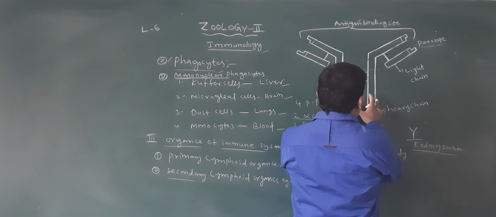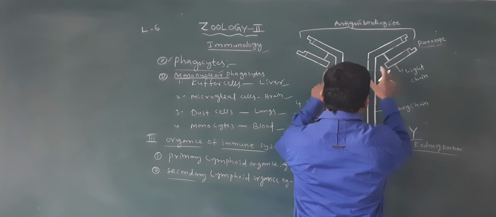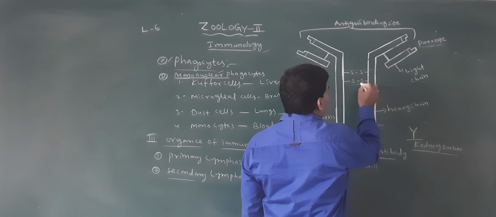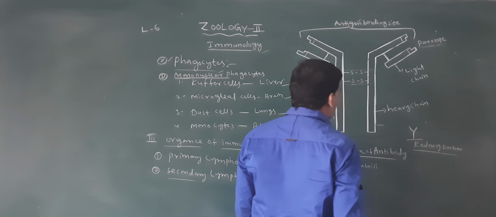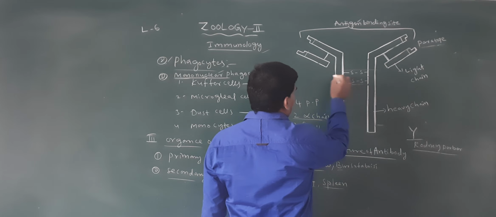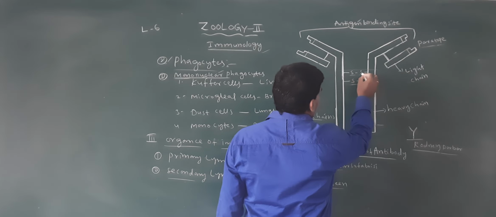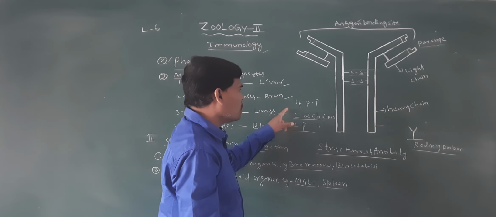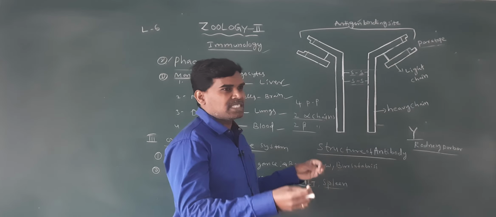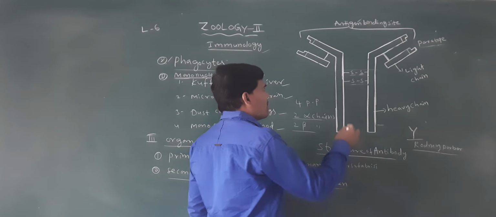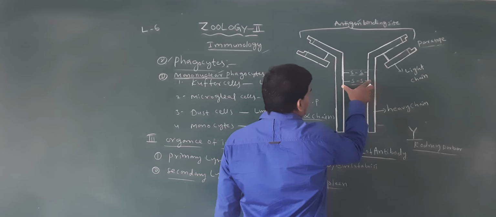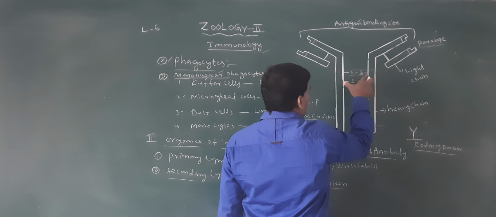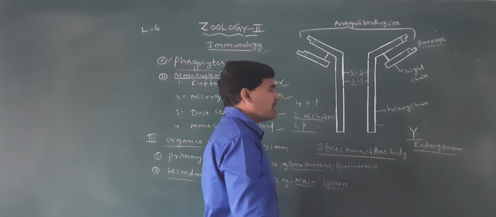The two heavy chains and the two light chains are connected by disulfide bonds. So this is one disulfide bond, this is another disulfide bond. The two chains are connected with disulfide bonds. The two heavy chains and the light chains are connected with disulfide bonds.